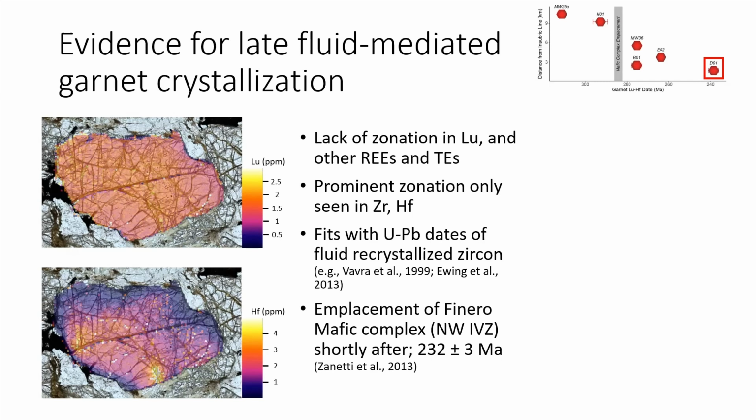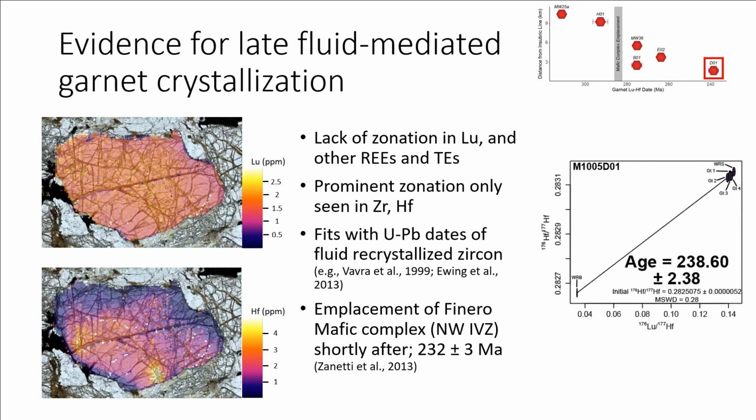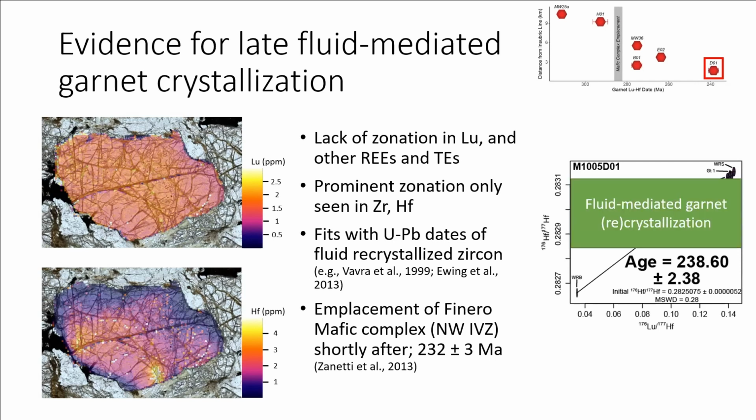The 239 Ma date that we get from the sample fits with uranium-lead dates that other studies have interpreted as being fluid recrystallization of zircon at this time. It's also shortly before the emplacement of the Ivrea Mafic Complex in the far north section of the Ivrea zone. And while the Ivrea Mafic Complex is about 20 to 30 kilometers away from the sample location, it's not unreasonable to have hydrothermal fluids circulating through the base of the crust at this time. So we're interpreting this age of 239 Ma to record the timing of fluid-mediated garnet crystallization or recrystallization.